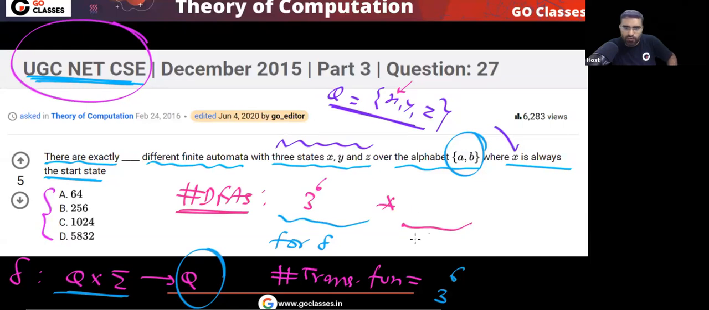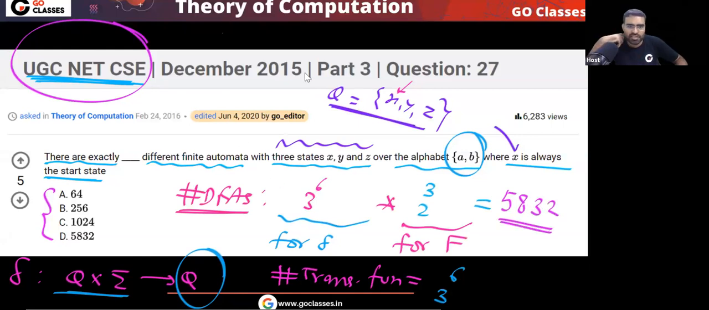Multiplied by, for final states, what will you get? Every state has two choices. So how many DFAs will be there? If you calculate, the number of DFAs will be this.